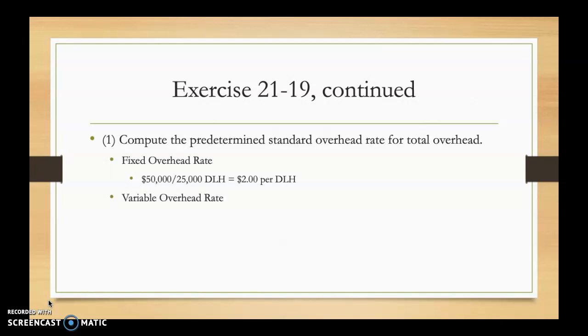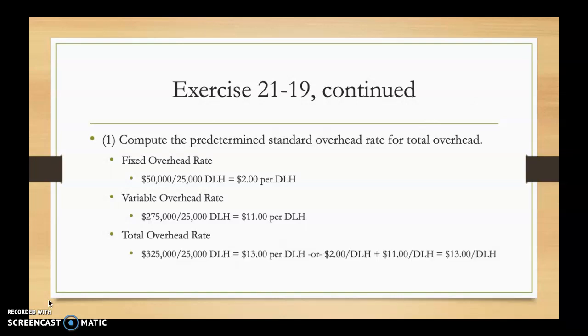Then we need to find the variable overhead rate, which is found by taking the $275,000 in variable overhead cost and dividing it by that 25,000 direct labor hours to give us a rate of $11 per direct labor hour. Then the total overhead rate is going to be the $325,000 divided by 25,000 direct labor hours to give us a rate of $13 per direct labor hour.